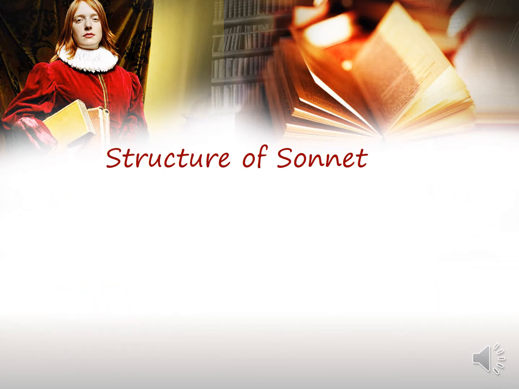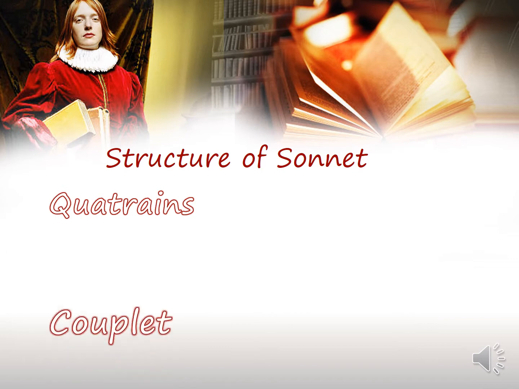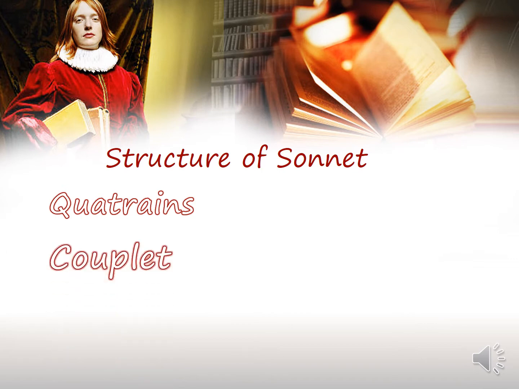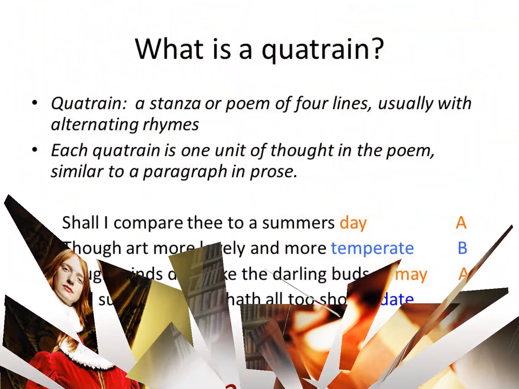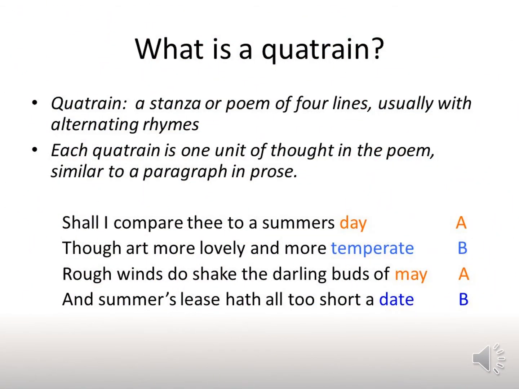A sonnet usually consists of quatrains, a couplet, and follows the iambic pentameter. Now you will be introduced to each one. A quatrain is a stanza or poem of 4 lines, usually with alternating rhymes. Each quatrain is one unit of thought in the poem, similar to a paragraph in prose.